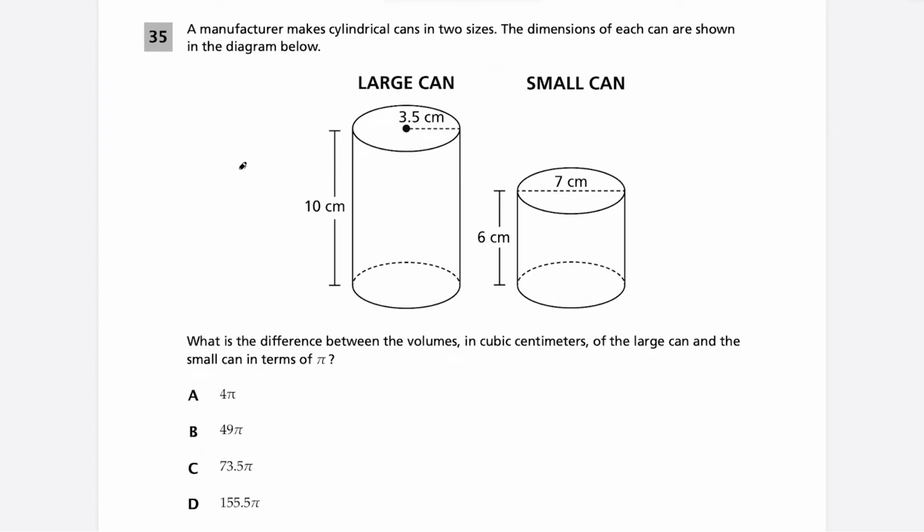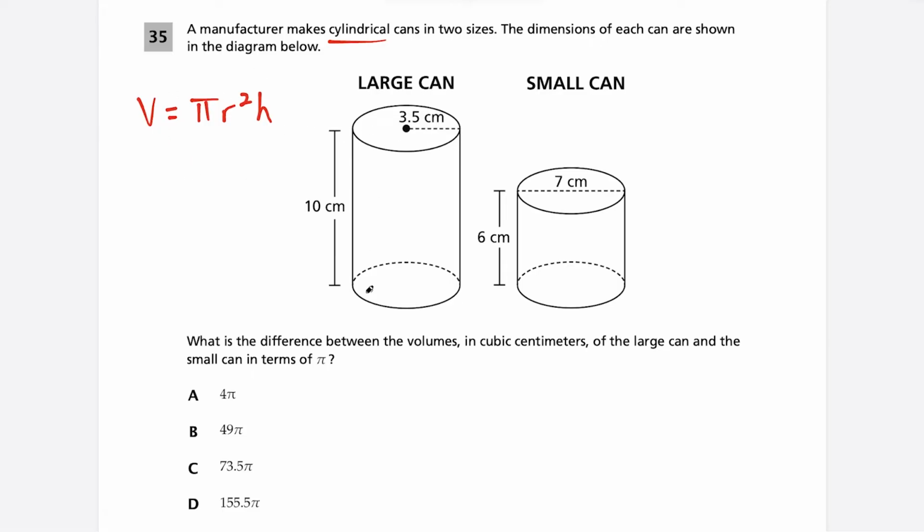Question 35, a manufacturer makes cylindrical cans in two sizes. The dimensions of each can are shown in the diagram below, and we want to know what is the difference between the volumes in cubic centimeters of the large can and the small can in terms of pi. So since we're dealing with cylinders, we have to know the formula for the volume of a cylinder, which is pi r squared times h.